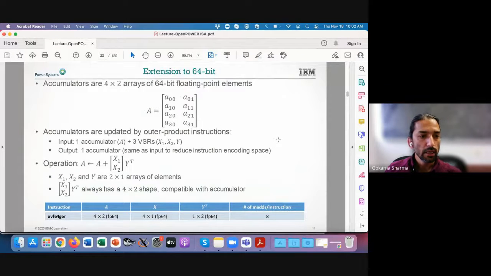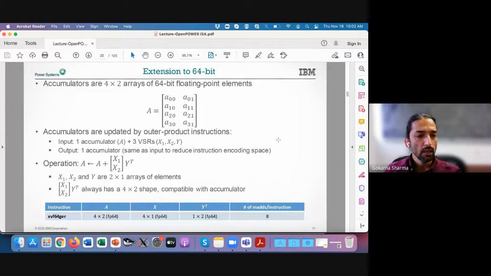Okay, now accumulators are 4x2 arrays. This is the extension that I was talking about. So far we talked about 32-bit data. In 32-bit data, the accumulators are 4x4, because one VSR, the vector scalar register, is 128 bits in size, so you could accommodate 4 elements in a row. But here, since the extension is going to 64-bit, in a row you can only store 2 elements. So that's why the accumulator for 64-bit is going to look like this: 4 rows and 2 columns.